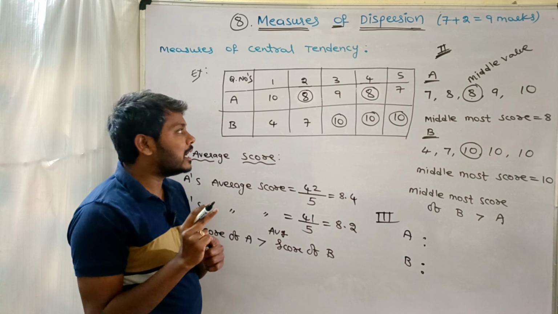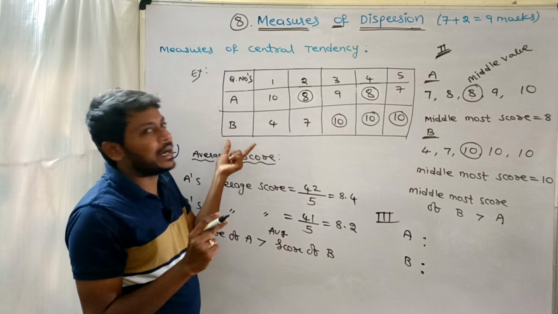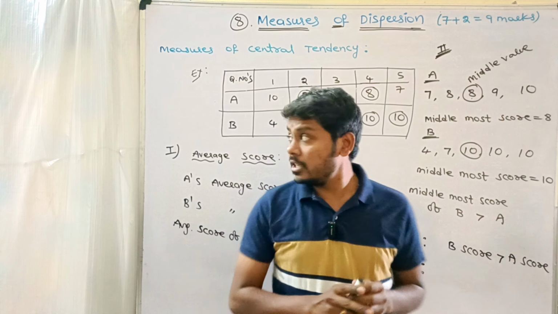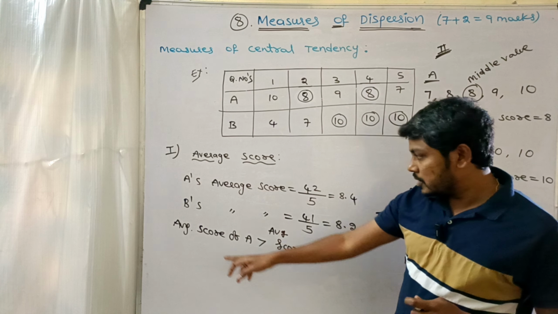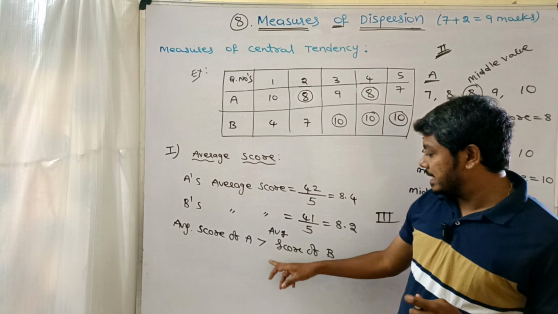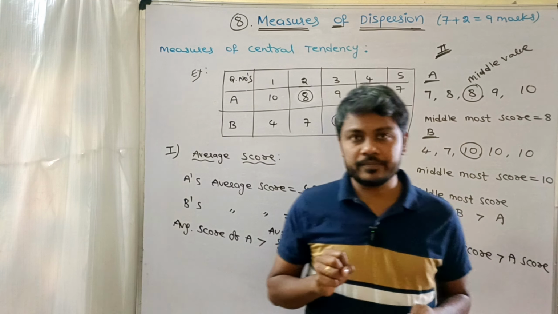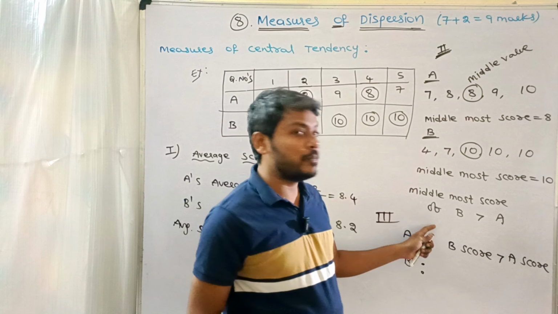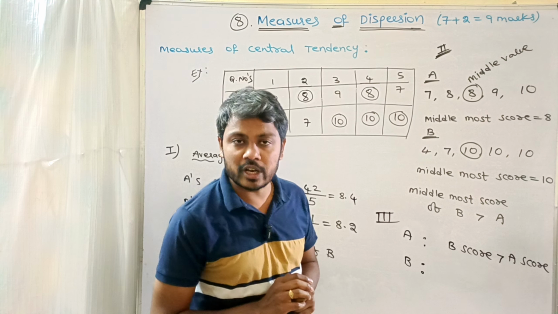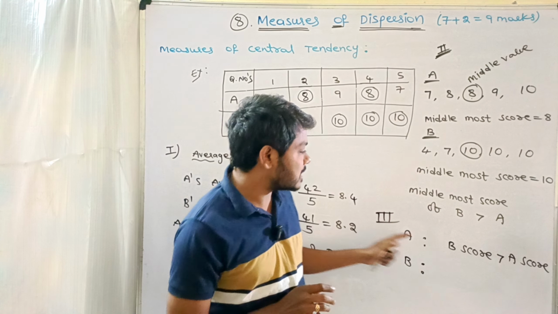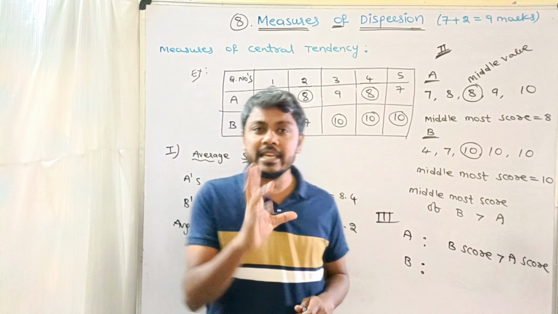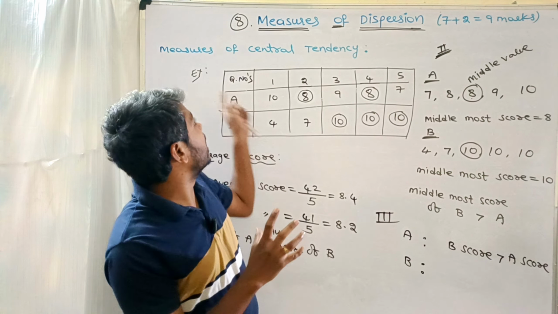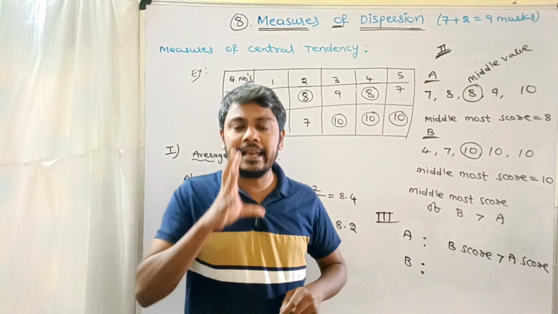So clearly we can say that B score is better than the A score. So once you observe the 3 cases, in the first case, the average score of A is greater than the average score of B. In the second case, the middle most score of B is greater than the middle most score of A. But in the third case, B score is greater than the A score. So clearly, these three are called measures of central tendency.